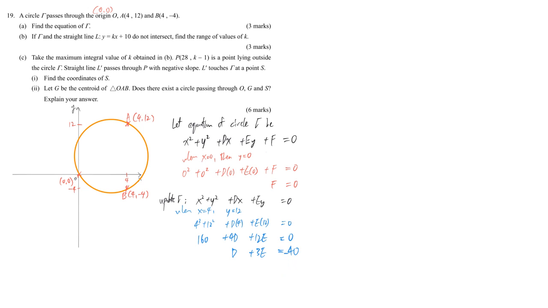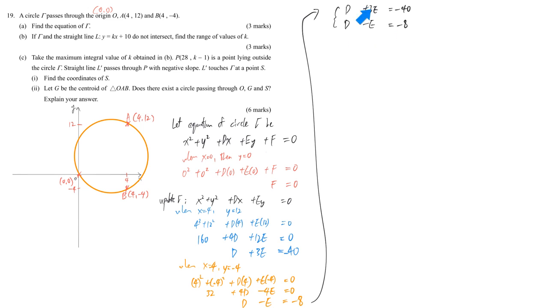Now it's the last one. For point B, when x is equal to 4, then y is equal to negative 4. So we just do the same. 4 squared plus negative 4 squared, and then plus d times 4 plus e times negative 4 gives you 0. So therefore we have 32 plus 4d minus 4e equal to 0. Divide both sides by 4, we have d minus e equal to negative 8.